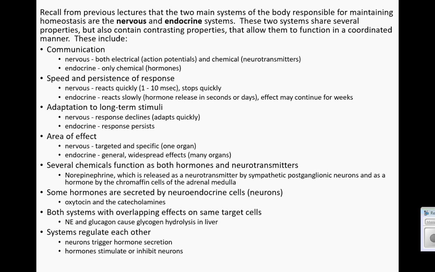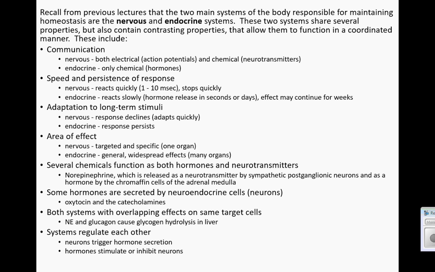The endocrine system is strictly chemical, and those chemicals are hormones. So there is no electrical signaling in the endocrine system. Speed and persistence of response is very different. They say you can compare an action potential to a text message, and the release of a hormone and its action being more like a letter in the mail. Which one's going to get there faster?